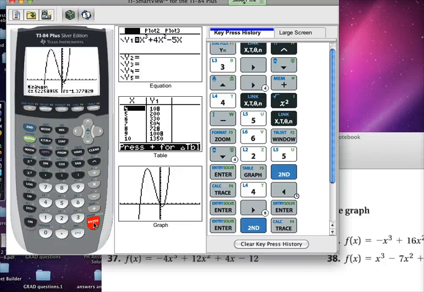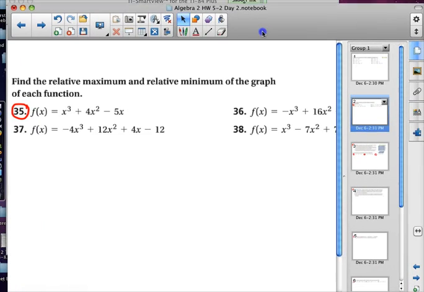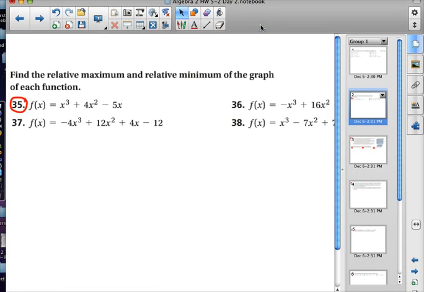Remember, hills are maximums, valleys are minimums. So that's what we would use the calculator for, these relative maximums and relative minimums of anything that's bigger than a quadratic in degree, which would be our cubics, etc.